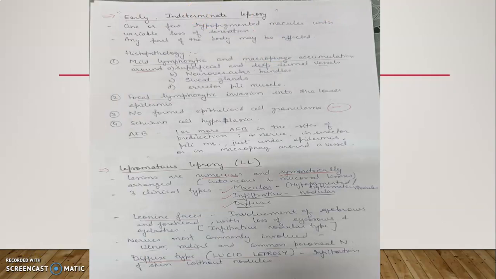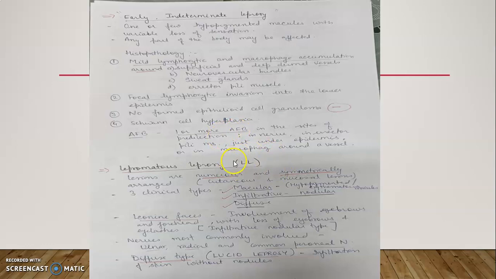First is early or indeterminate leprosy. In this, one or a few hypopigmented macules are seen with variable loss of sensation. Any part of the body may be affected. On histopathology, there is only mild lymphocytic and macrophage accumulation around the superficial or deep dermal vessels, around neurovascular bundles, around sweat glands or erector pili muscles. Focal lymphocytic invasion into the lower epidermis may be seen. Schwann cell hyperplasia may be noted, but no epithelioid cell granuloma formation is seen. On AFB, 1 or 2 AFB in the site of predilection are seen.